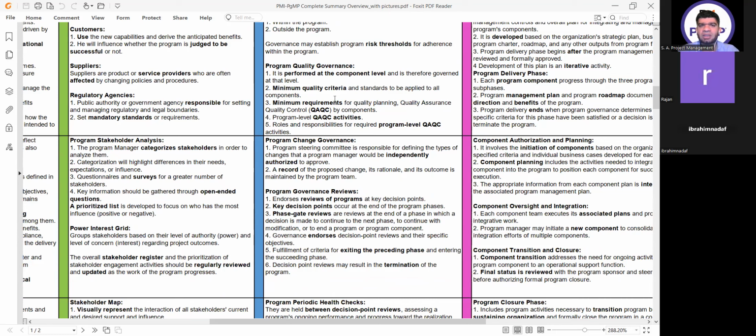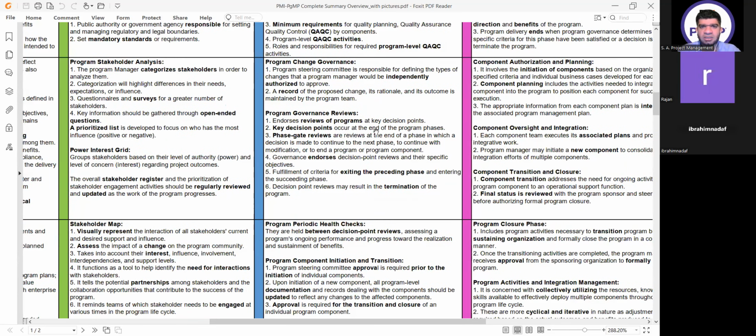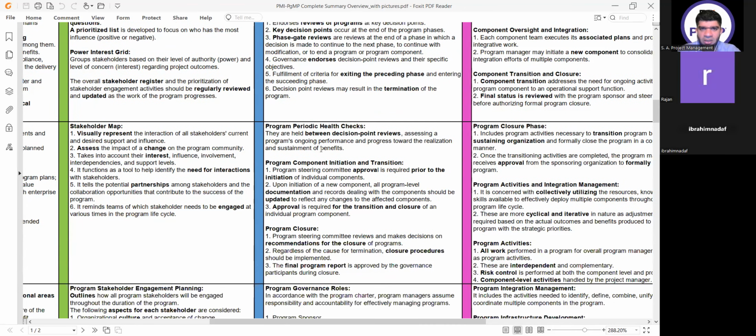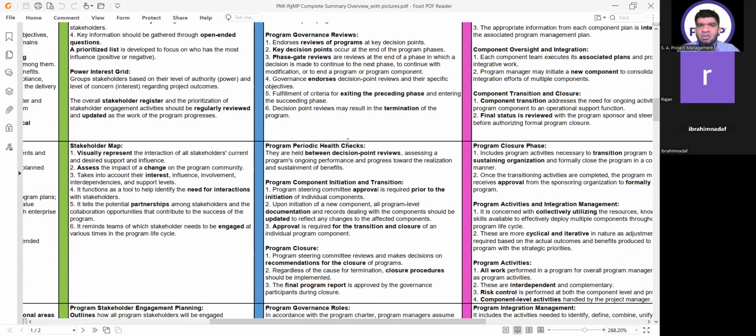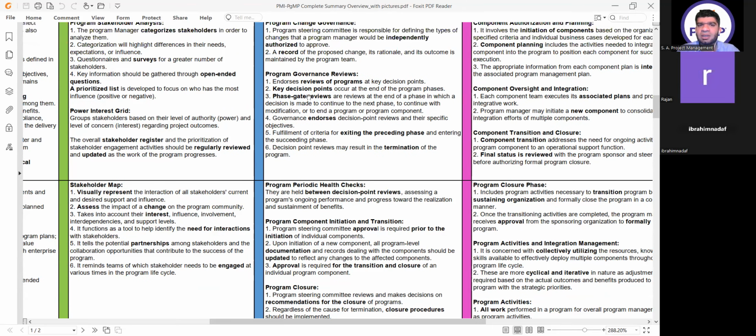Minimum quality criteria, then we do QA and QC activities, and program level quality assurance and quality control. Change governance reviews, it's very simple. Okay, program periodic health checks. They are held between decision point reviews or phase gate reviews, assessing a program's ongoing performance and progress toward the realization and sustainment of the benefits. So the decision is not made in the health checks, it's only reviewing it. The decision will come into the phase gate review. It's a very important concept.